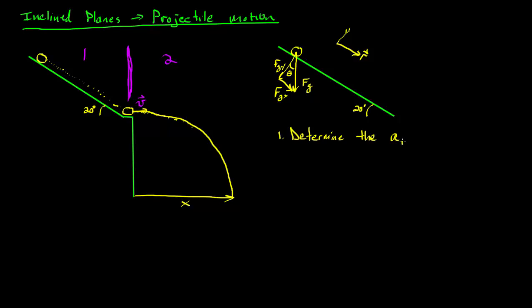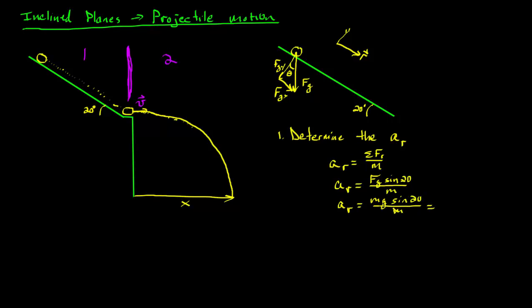Okay, so we want to find the acceleration down the ramp. So the acceleration down the ramp is going to be the net force down the ramp divided by the mass. And so what we get is the only force acting on it is this force of gravity in the x, which is the force of gravity sine theta. So sine 20 divided by the mass. So we get the acceleration down the ramp is going to be mg sine 20 divided by the mass.